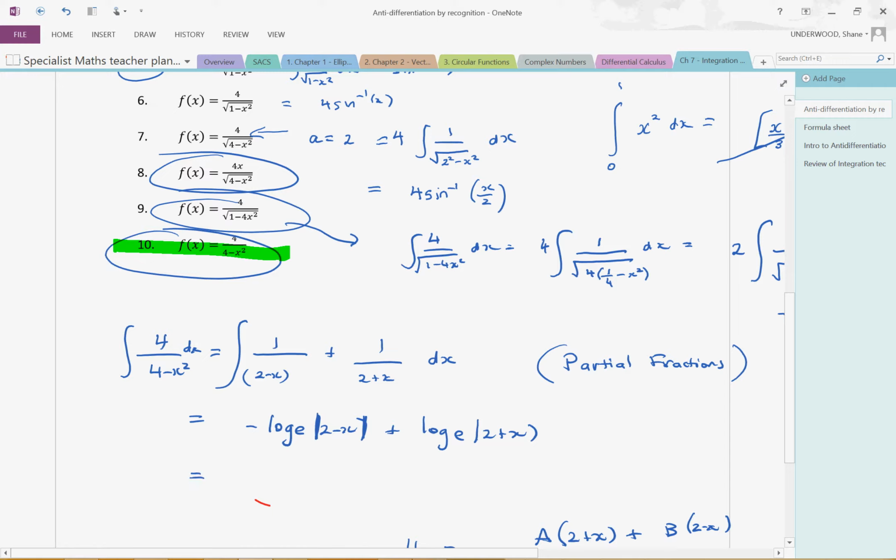Now, I then have to add them. What can I say? I use my log laws. Log e of the absolute value of 2 plus x over 2 minus x. Do you agree with that? And we're done. Yeah, technically there's the plus c there.